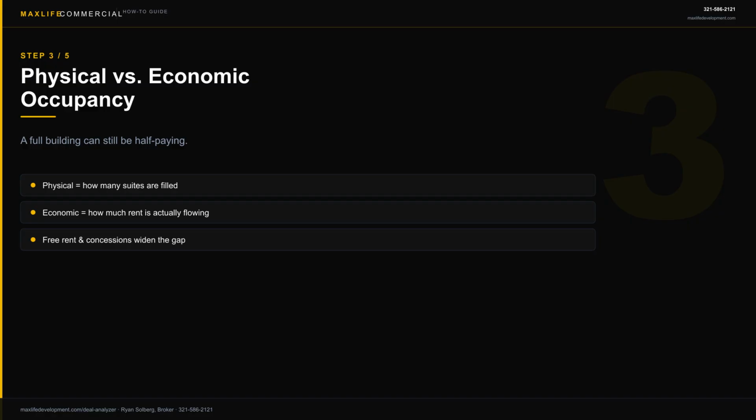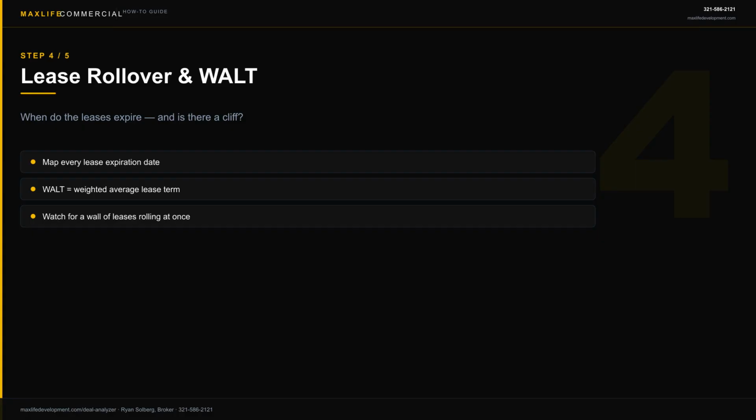Next, look at the dates and build a map of when every lease expires. This is rollover risk, and it is one of the biggest hidden dangers in any deal. The number that captures it is WALT, weighted average lease term. The average years of income you have locked in, weighted by how much rent each tenant pays. A long WALT means stable, durable income. A short one means tenants get to decide soon whether to re-sign or walk, and watch for a cliff.